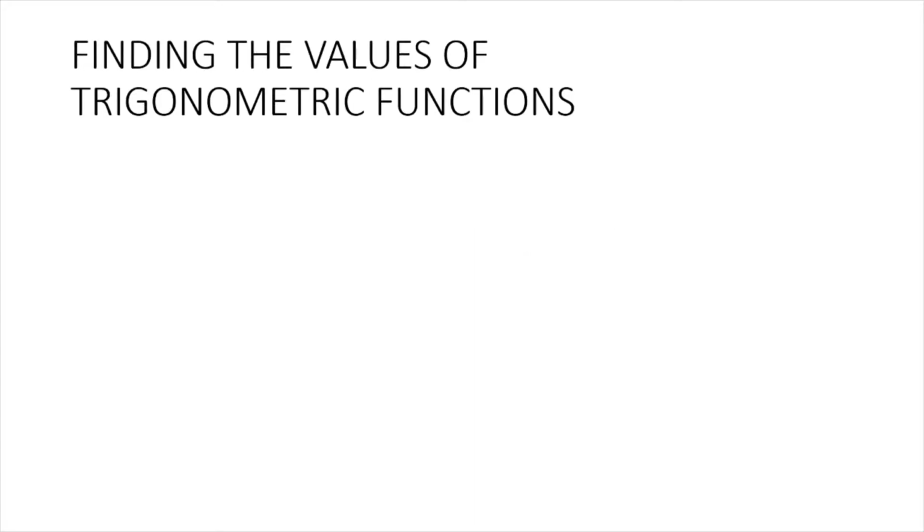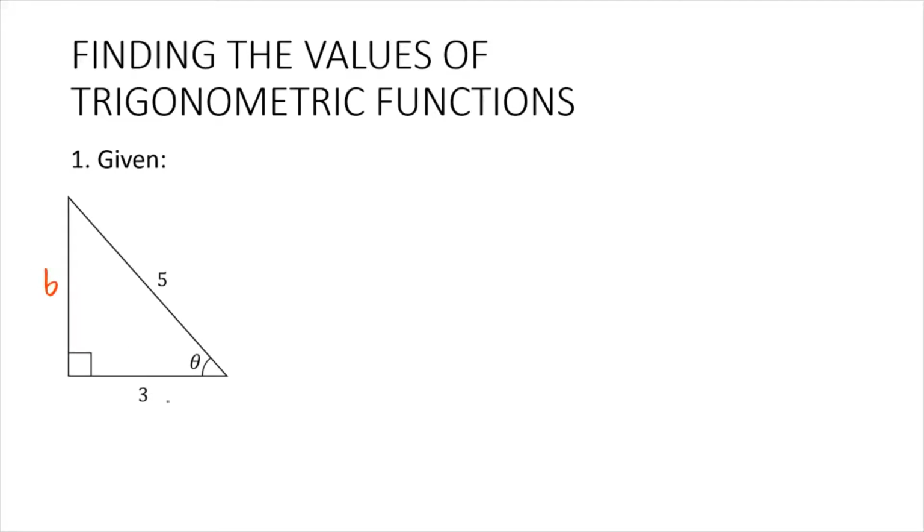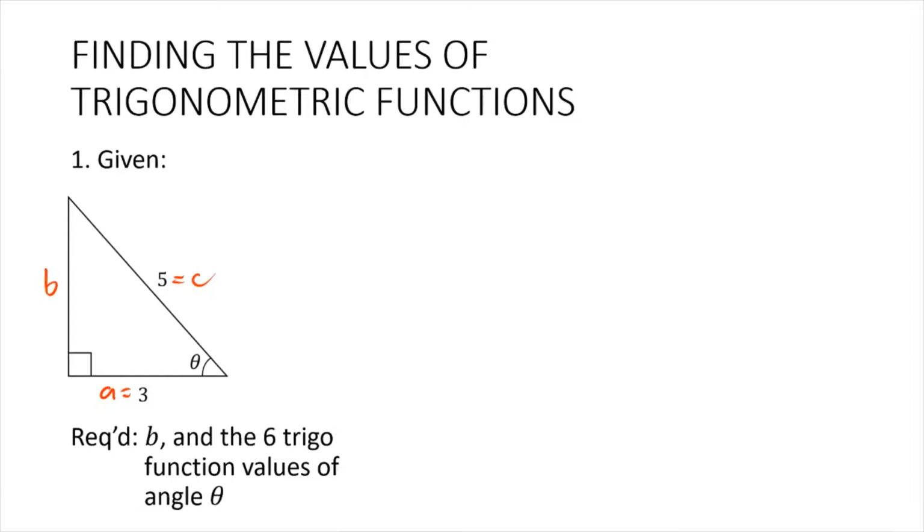Now let's solve some problems that involve finding the values of trigonometric functions. These types of problems will require us to find the length of one missing side, and then from there we solve for the values of the trigonometric functions of, say, angle theta. So first, we are given this triangle. Let's call the missing side B. For example, this side here is A, and then this side is C. So we are asked to find B and the six trigonometric function values of angle theta.